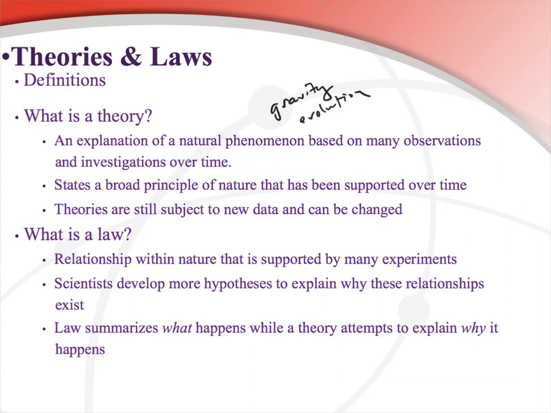You've got a hypothesis that's got a lot of evidence supporting it. So what is a law then? A law is a little bit different than this because it is a direct relationship. It's how one thing correlates exactly to something else within nature that is supported by many experiments. Scientists develop more hypotheses to explain why these relationships exist. So this is something that we've noticed about the natural world that is true, that we're trying to explain why it is true. Here, this is something that we've got evidence to support what we are observing, but don't necessarily know that it's true.